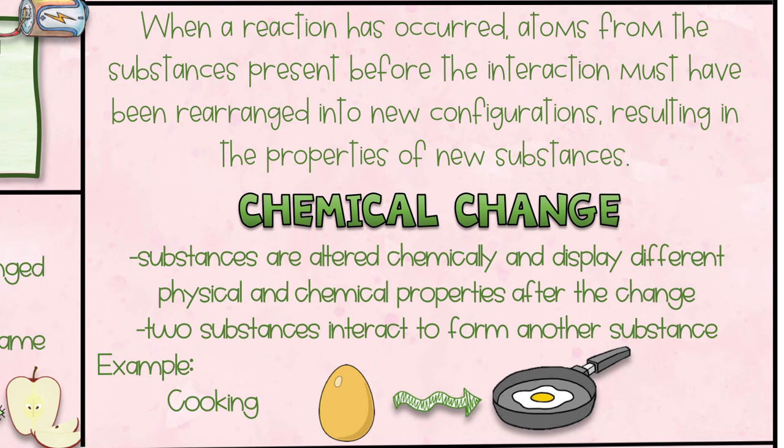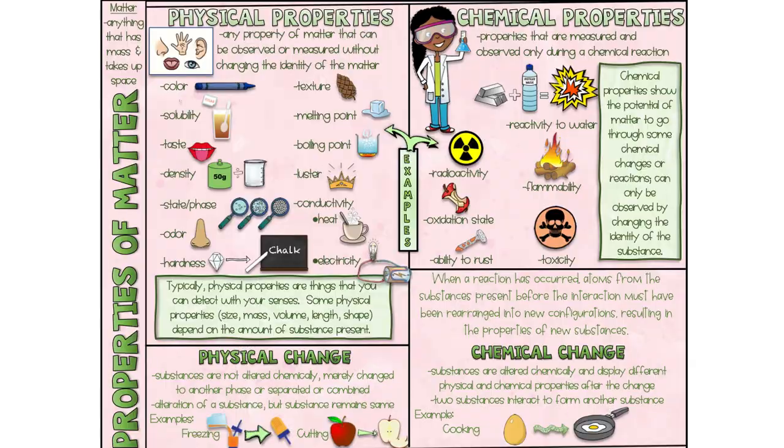Now, whenever a reaction has occurred, we know that atoms from the substances that are present before the interaction must have been rearranged into new configurations or groups, resulting in the properties of new substances. So, new elements or compounds are formed.